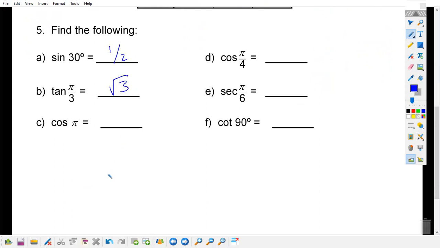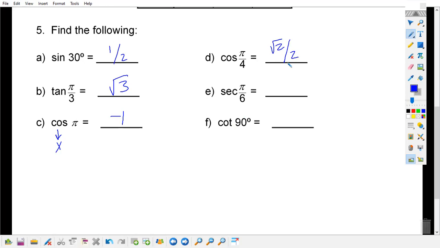Going back to yesterday, cosine of pi. That's the cosine of 180, right? Remember, cosine is your x. So what is the cosine of pi? What's the x at pi? It's -1. Okay. Cosine of pi over 4. What is pi over 4? 45. What is the cosine of 45? Square root of 2 over 2. Remember, that's your right triangle with the 1, 1, square root of 2.